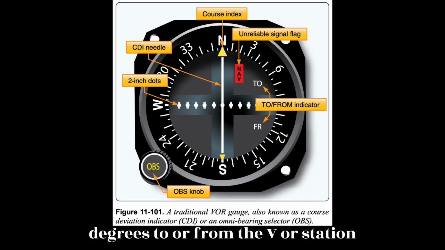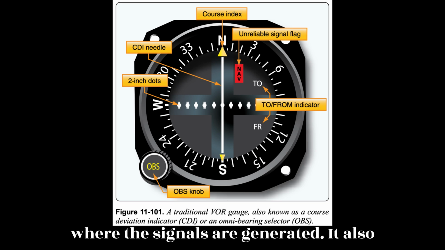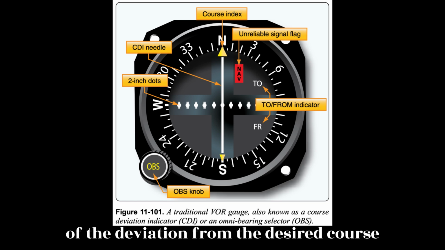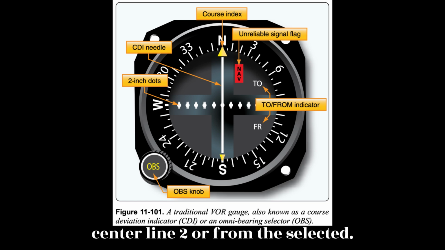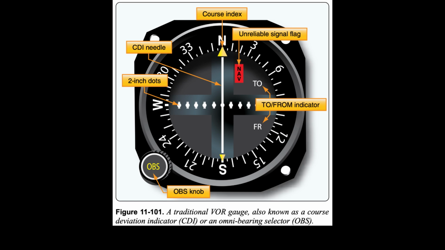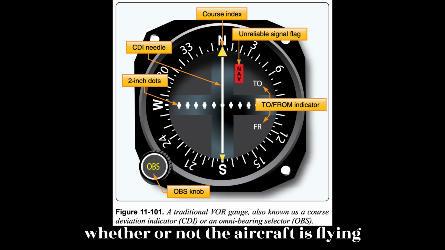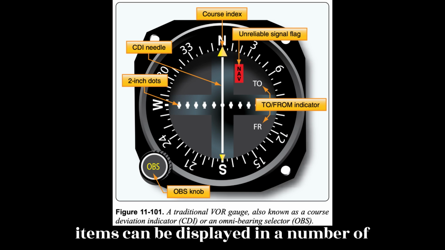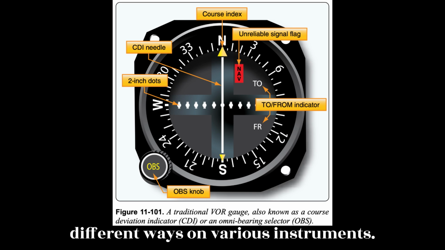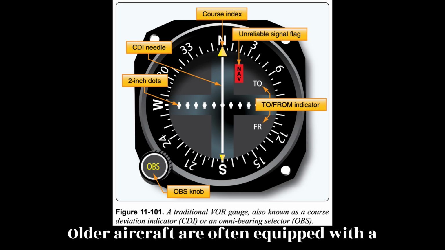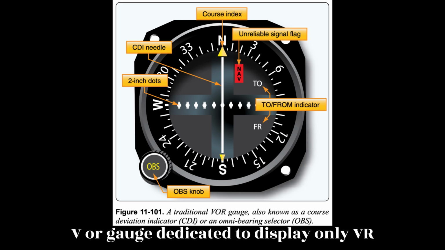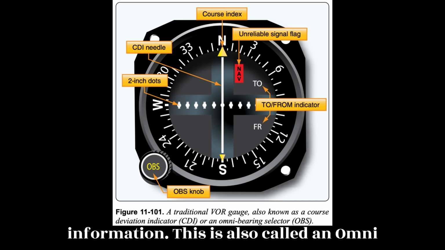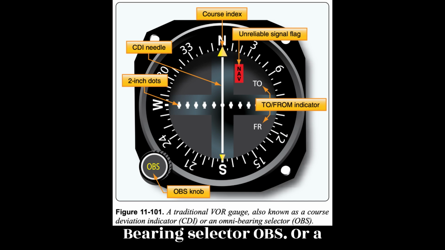A VOR receiver interprets the bearing in degrees to, or from, the VOR station where the signals are generated. It also produces DC voltage to drive the display of the deviation from the desired course centerline to, or from, the selected station. Additionally, the receiver decides whether or not the aircraft is flying toward the VOR or away from it. These items can be displayed a number of different ways on various instruments. Older aircraft are often equipped with a VOR gauge dedicated to display only VOR information. This is also called an omni-bearing selector, OBS, or a course deviation indicator, CDI.